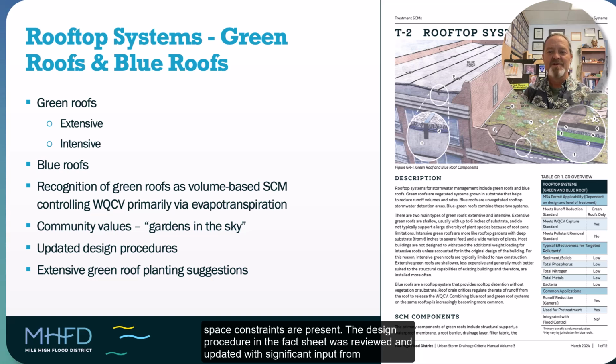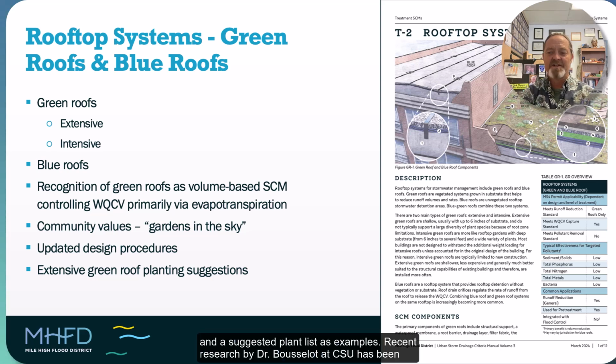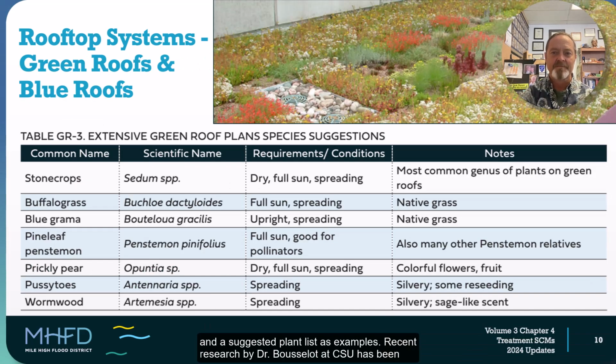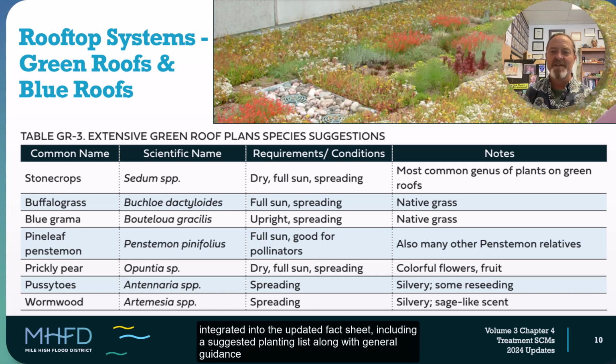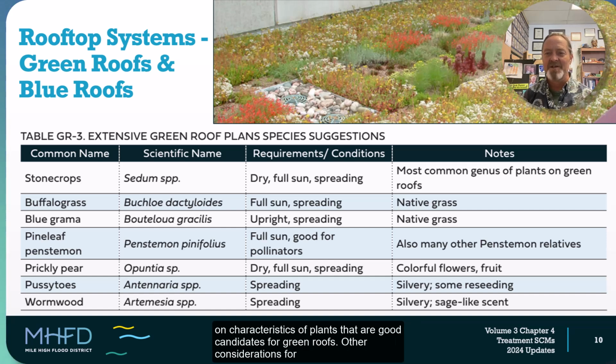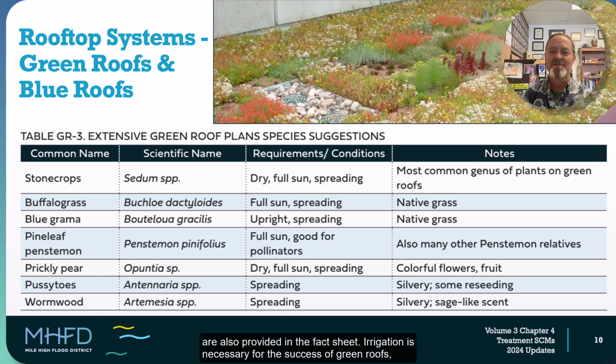The design procedure in the fact sheet was reviewed and updated with significant input from Dr. Busolo. This includes additional guidance on the substrate or growing media, irrigation requirements, and a suggested plant list as examples. Recent research by Dr. Busolo at CSU has been integrated into the updated fact sheet, including a suggested planting list along with general guidance on characteristics of plants that are good candidates for green roofs.